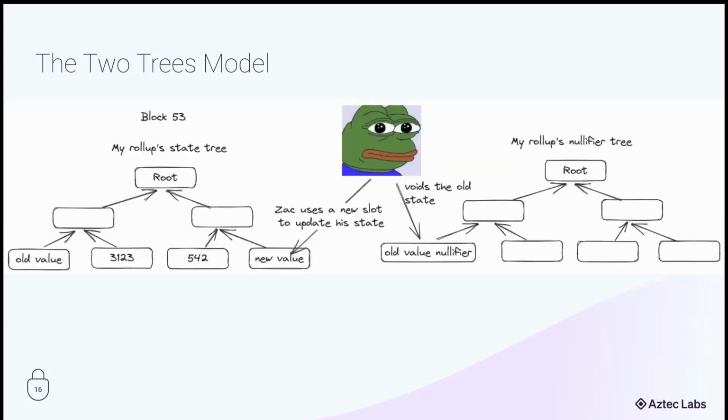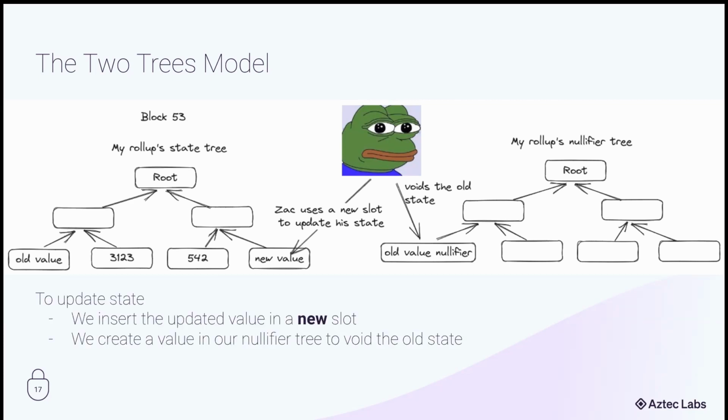spend. So if we're drawing this out, we'll have these two trees, where on the left we have this state tree, and on the right we have a nullifier tree. So when Zach is updating his value, he will just insert a new value into the state tree and nullify the old one. And the nullifier doesn't have a clear link to what it was nullifying that is visible from the outside. So from the outside, you would just see, okay, some data was spent and some new data has been inserted, but you don't really learn anything more than that.